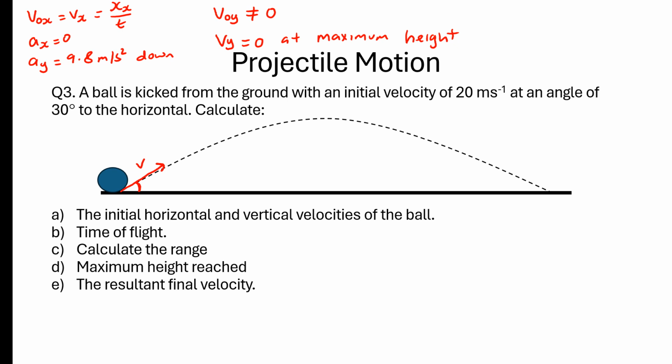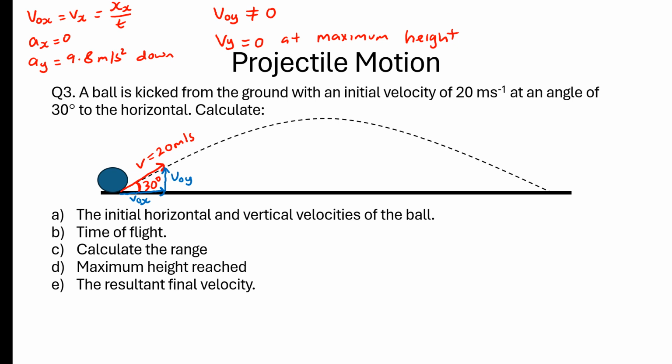Question 3. A ball is kicked from the ground with an initial velocity of 20 meters per second at an angle of 30 degrees to the horizontal. So we know the initial velocity v equals 20 meters per second, and we know the angle is 30 degrees. Question A. What is the initial horizontal and vertical velocities of the ball? So what is v naught x, the initial horizontal velocity, and what is v naught y? V naught y is the initial vertical velocity of the ball.